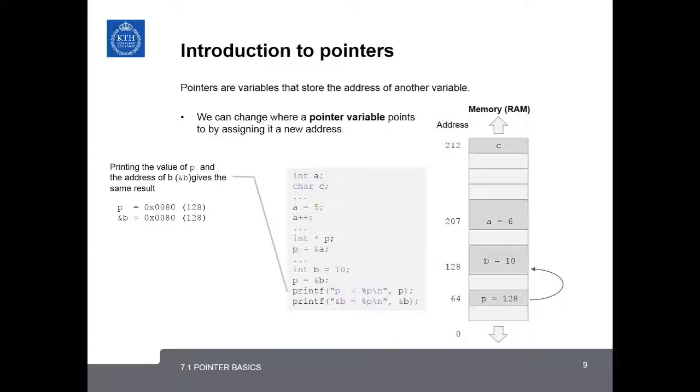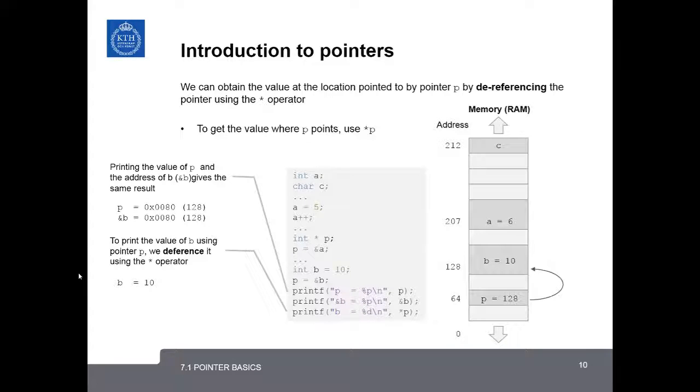Just pointing at addresses by itself is not very useful, but we can use pointers to obtain the value at the location where they point by dereferencing the pointer using the star operator. To get the value of where p points, you can use the syntax star p. So here you can see, to print the value of b using the pointer, we can dereference it using the star operator. So printf b equals, and here we have a %d because we want an integer, and we use the dereferencing operation on the pointer, and that gives us b equals 10.